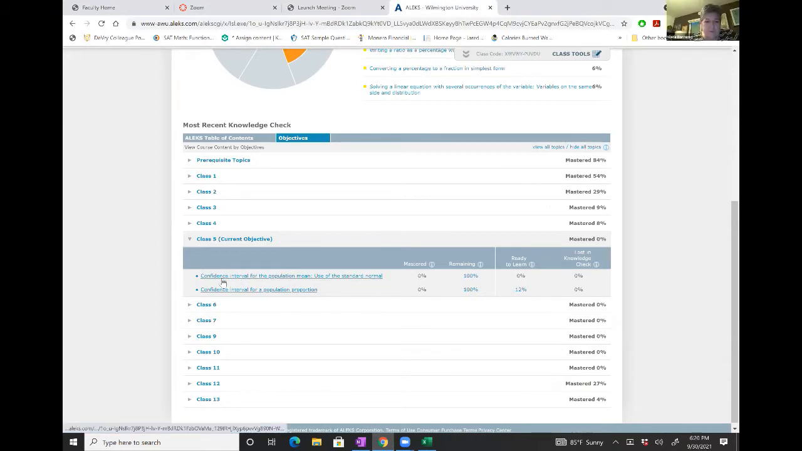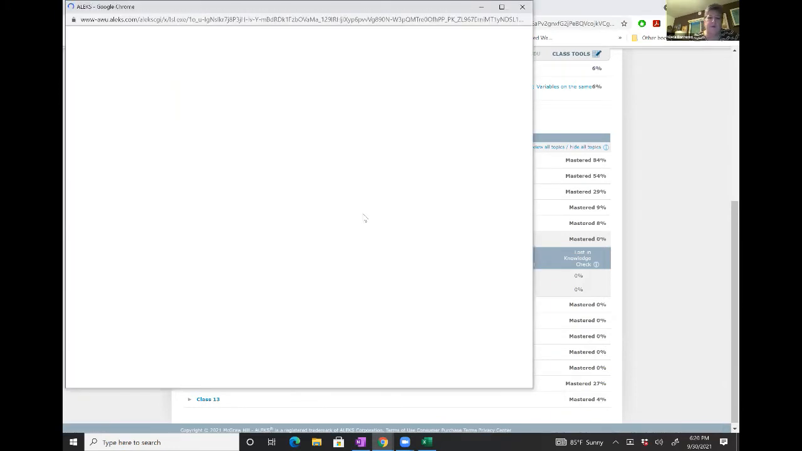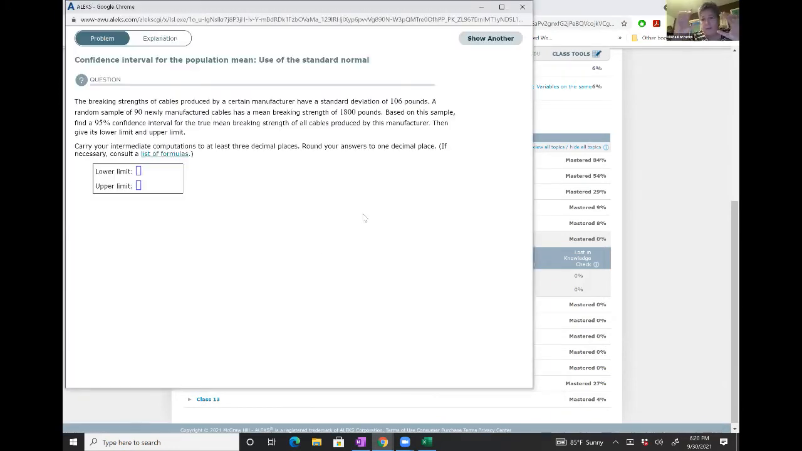We're going to do first the confidence interval for the population mean. And let's see what they're giving us. So remember, we're looking for them to give us the standard deviation of the population.